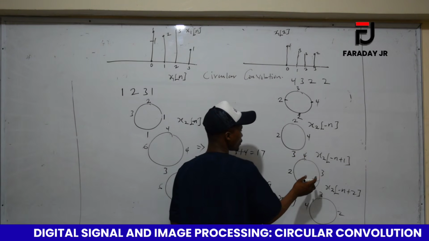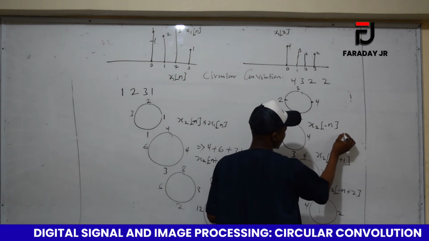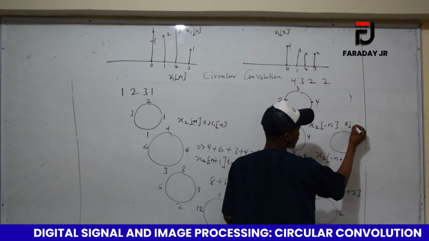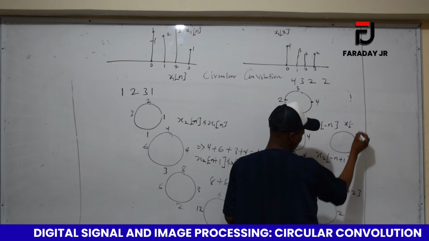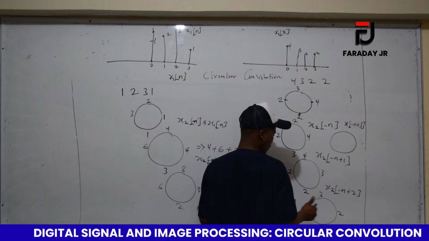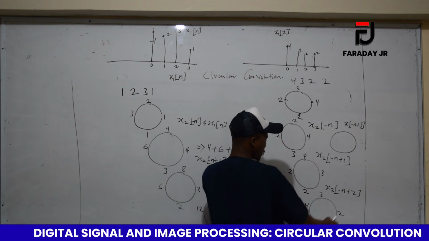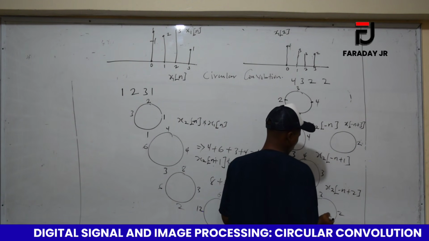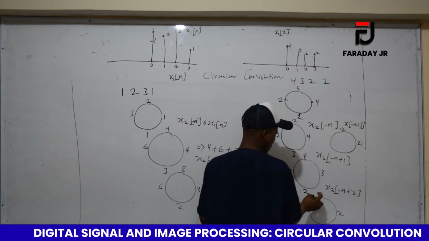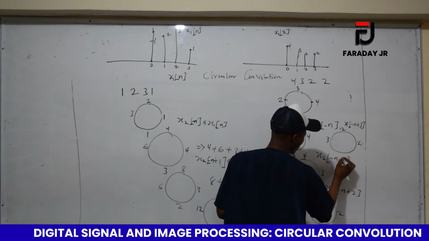The next thing we'll do is to convolve the signal again. So that means we are finding x2 of minus n plus 3, which is the final result. Okay. Now what do we do next? So we just move it again. So we have here to be 2, right? And this particular 2 will come here. This 3 will come here. And then finally the 4 will come here.